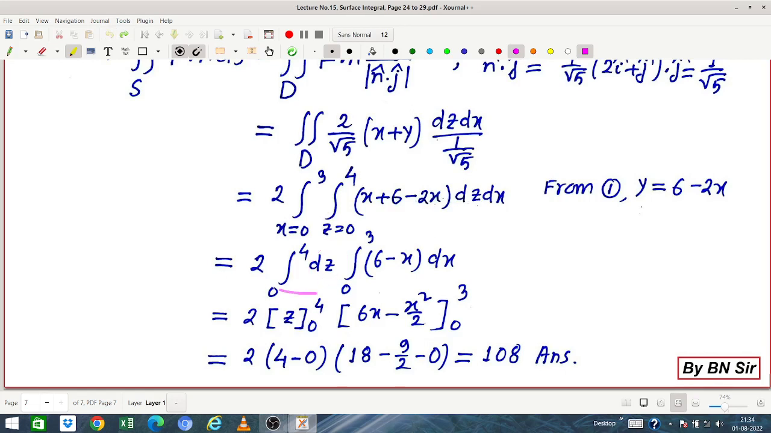This double integral is expressed as a repeated integral, and then it is z from 0 to 4, upper limit 4 minus 0, and here it is 6x - x squared by 2, upper limit 3, lower limit 0. You calculate and get 108 as the answer.